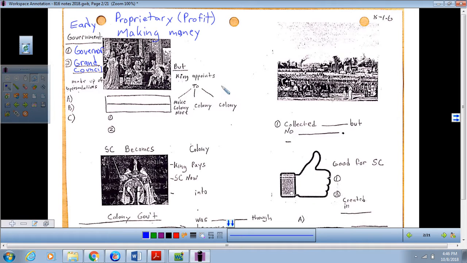Now, the Grand Council was made up of 3 groups of people. One being representatives of the proprietors, 2 being representatives of the really rich in the society, the rich plantation owners, which were called what? It starts with an E. Yes, the elite. And C, the common people.